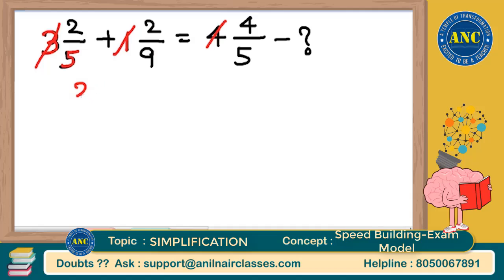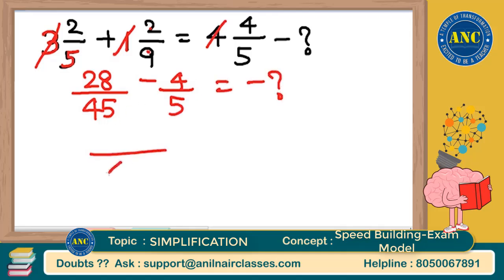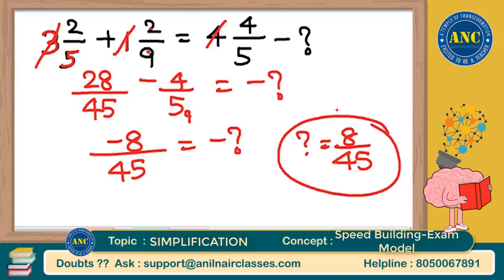Okay, 2 by 5 plus 2 by 9: LCM of 5 and 9 is 45. So here I got 45, and then it is 10 plus 18, it is 28. Shift this minus 4 by 5 to the right hand side, it is minus question mark. Again LCM is 45, 9 into 4 is 36. You got minus 8 by 45, so question mark is plus 8 by 45. Don't convert any mixed fraction to an improper fraction unless it is really required. That is the learning from this question.